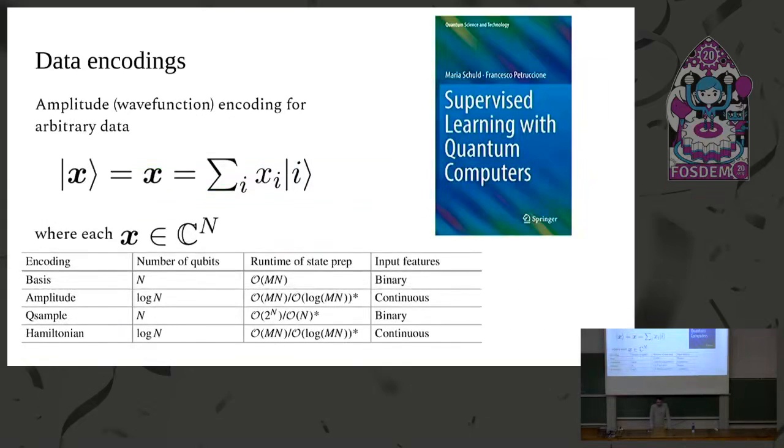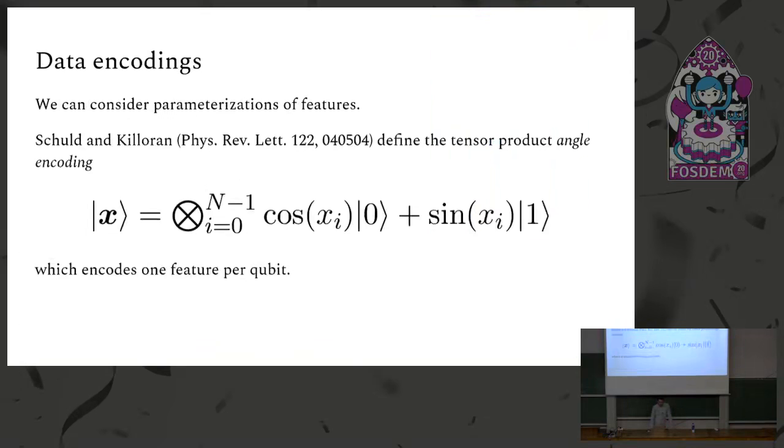And these encodings have been studied a little bit, but not too extensively. This is a table taken from the very nice book of Maria and Francesco. And one example that they have here, again, is the full wave function encoding, where you're encoding each feature into the amplitude. And you have this logarithmic number of qubits, but exponential depth. And in the table, there's other encodings that they consider. I won't go through them all, but just to show you that this has been thought about a little bit, but not too much.